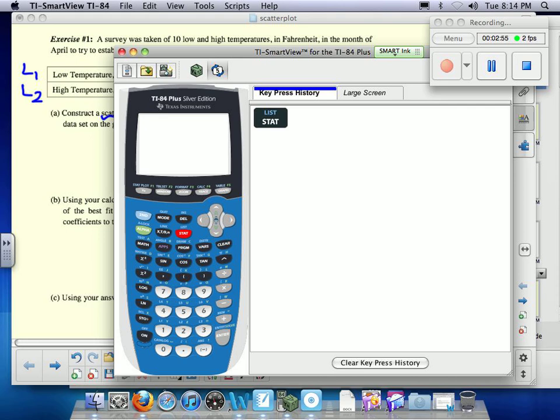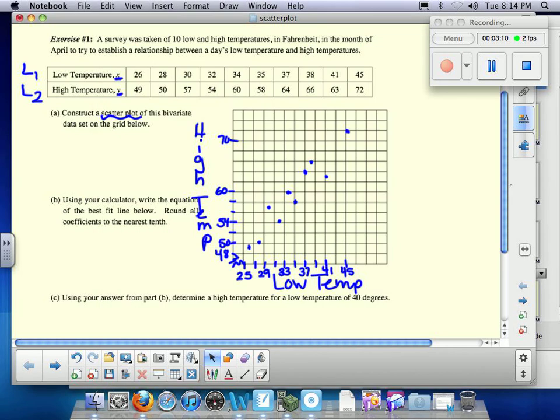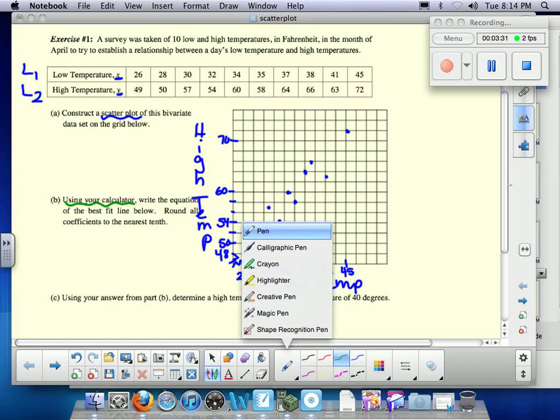Real quickly on your calculators, stat and edit, and you should have data in list 1 and list 2. You can ignore my list 3 for right now, please. And just flipping back quickly, here's what your scatter plot should look like mostly. If you're slightly off, then that's okay. But just comparing the two, mine to yours. So in part B, we're supposed to use our calculator and find the equation for the line of best fit.